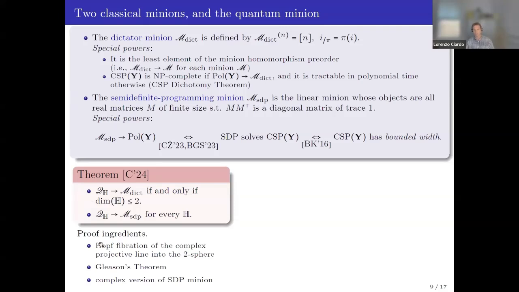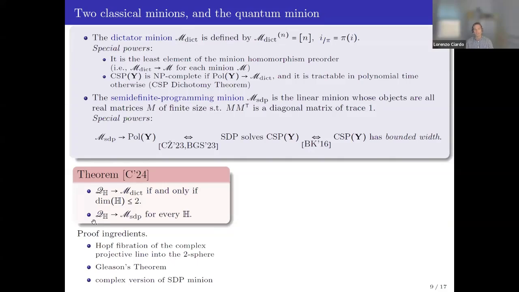Okay, so again, the first statement uses two facts. The first fact is a simple geometric object called the Hopf fibration of CP1 into the two-sphere. So it's just a map that allows you to map orthogonal vectors into antipodal points of the sphere. This gives the if direction, and then the only if direction comes from Gleason's theorem, which is a characterization of all measures on Hilbert spaces of dimension at least 3. And the reason why the theorem does not hold in dimension 1 or 2 is that Gleason's theorem only holds from dimension 3.